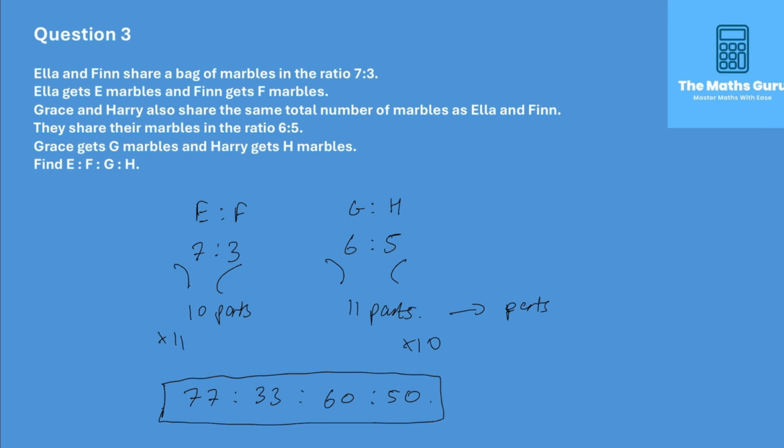And as you can see, 77 plus 33 is going to be 110. 60 plus 50 is also going to be 110. Hence, we know that the same amount of marbles were shared amongst both ratios.